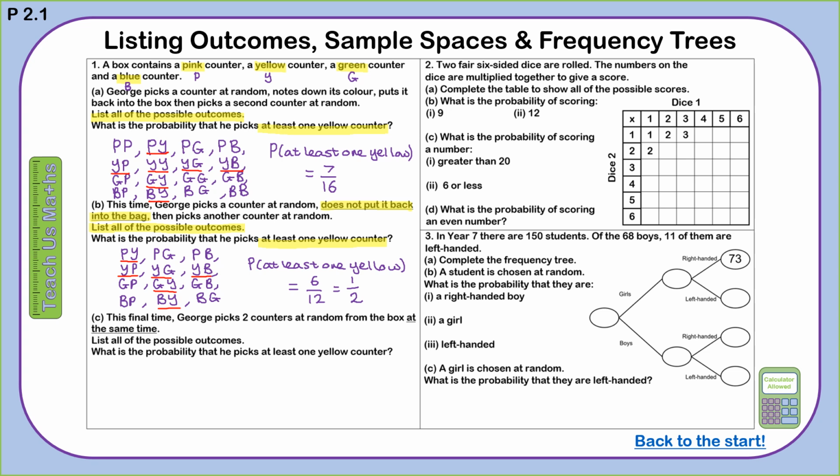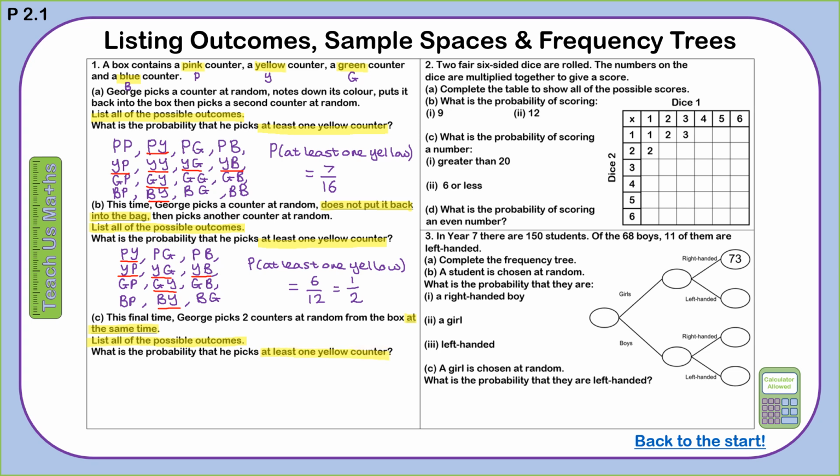Let's move on to part C. This final time, George picks two counters at random from the box at the same time. List all of the possible outcomes. What is the probability that he picks at least one yellow counter?